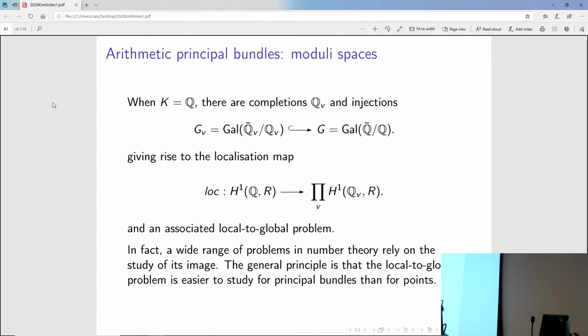The local to global problem here is trying to understand what collection of local principal bundles comes from a global principal bundle. And it's not much of an exaggeration to say that, well, okay, I will exaggerate a little bit, essentially all the central problems in number theory can be packaged in some form of this sort. And that is understanding the image of this map.